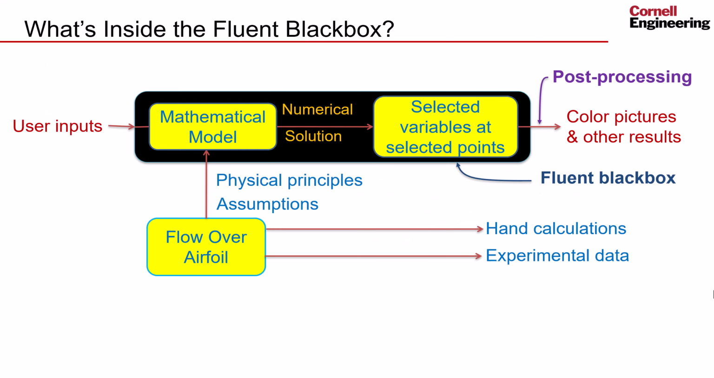We will interpret the solution process using this black box framework. We will start with our physical problem, which is the flow over an airfoil. From this, we can use physical principles and assumptions to create a mathematical model inside the Fluent black box. It figures out this model from our user inputs. Let's take a look at the mathematical model. This consists of governing equations and boundary conditions.